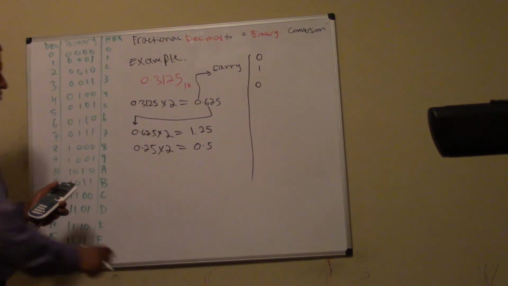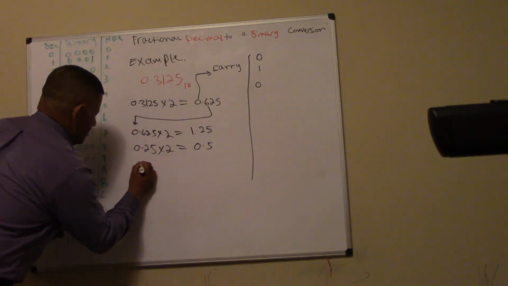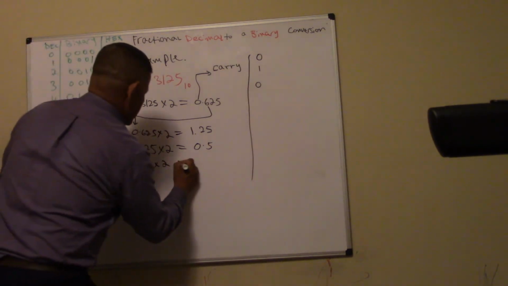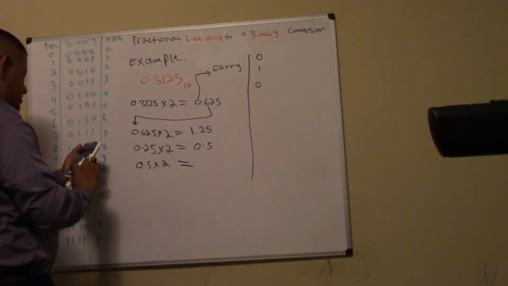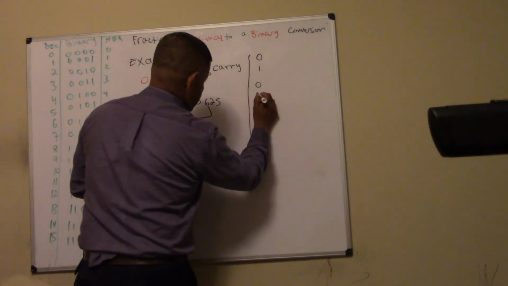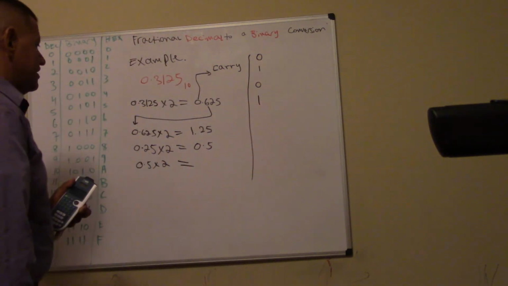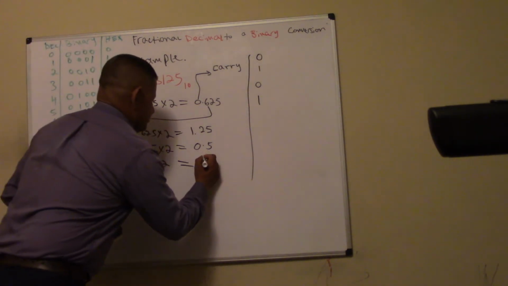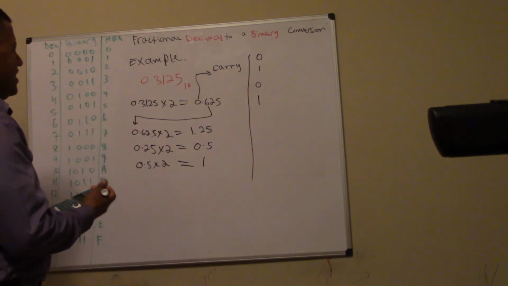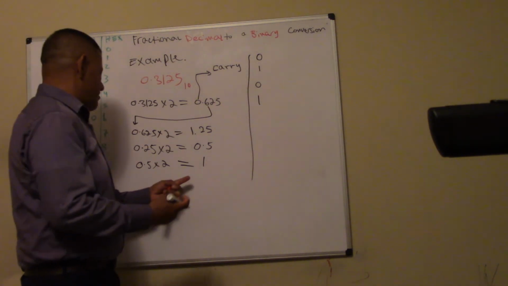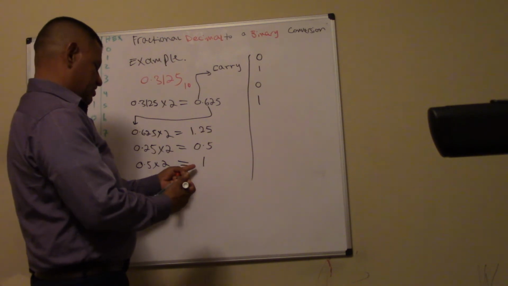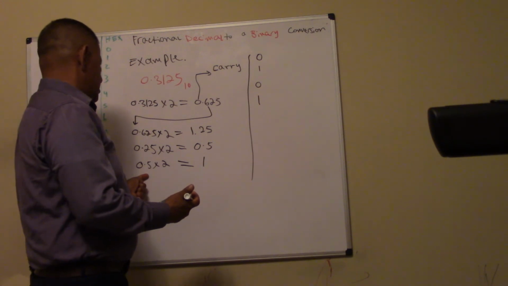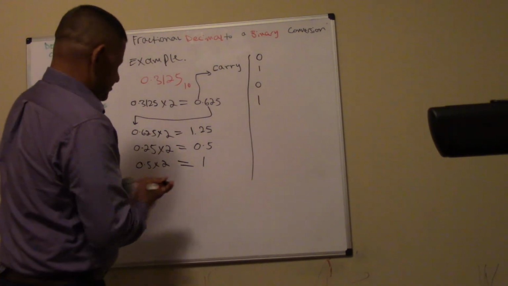And then let's multiply 0.5 times 2, and that is equal to, of course, 1. That's 1. Now, I don't have any more remainders here, because the answer is 1. So therefore, I stop here.